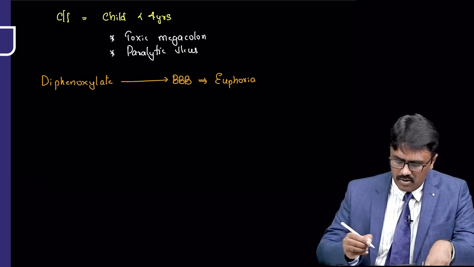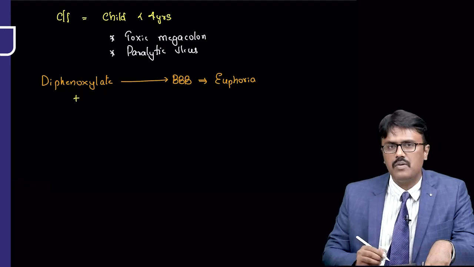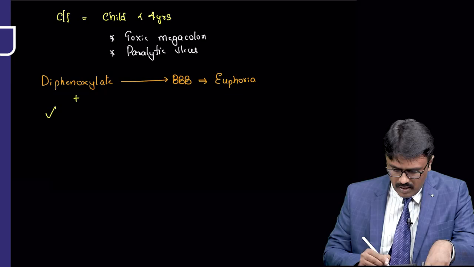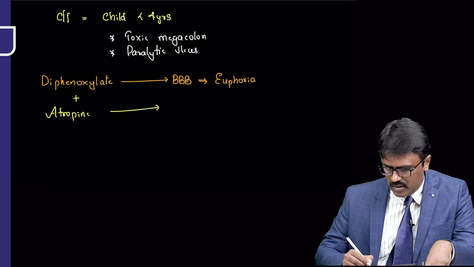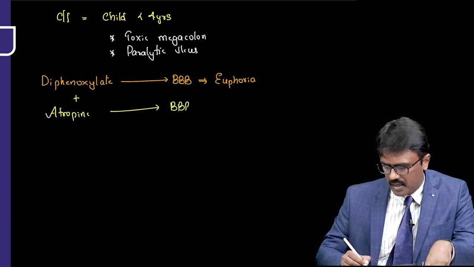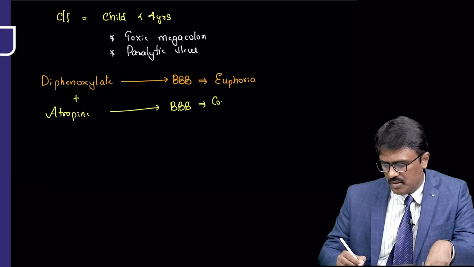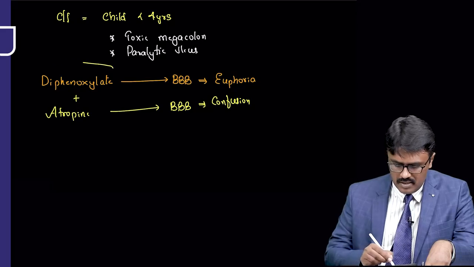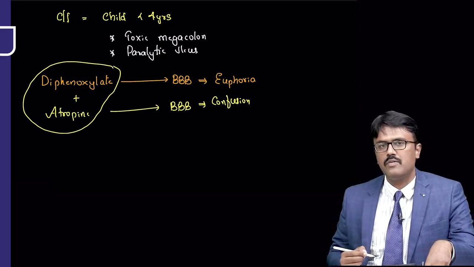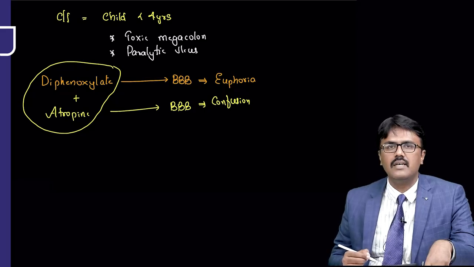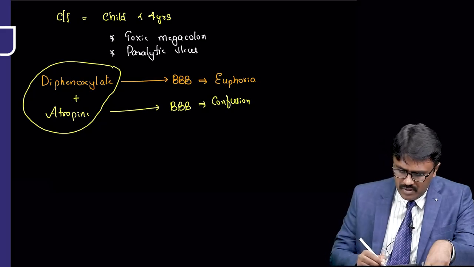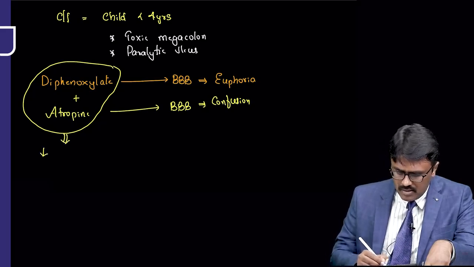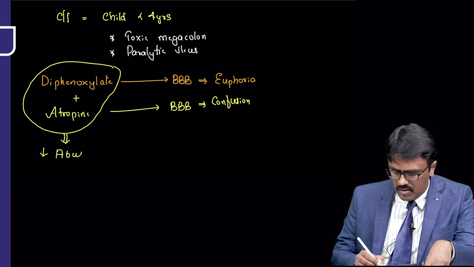So that is the reason the government has made a rule: whenever you give diphenoxylate, you have to add atropine. Atropine will also cross the blood-brain barrier and the patient will have confusion because of this. This combination is given for treating diarrhea, that is traveler's diarrhea and secretory diarrhea. But why do we give this combination? It is to decrease the abuse potential of the opioid.